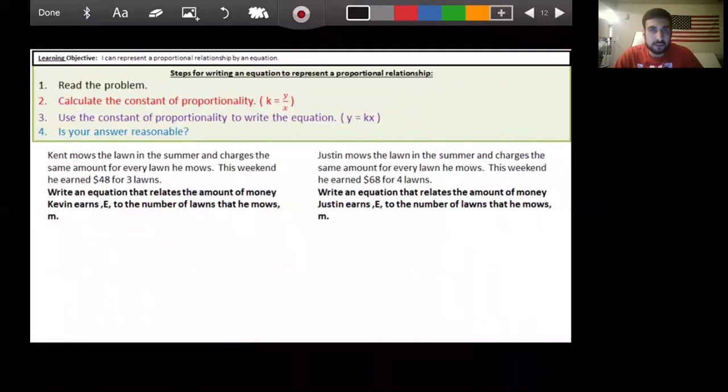All right, so our last variation for the day is a word problem. So Ken mows the lawn in the summer and charges the same amount for every lawn he mows. So if he's charging the same amount, that's telling me we have a constant of proportionality. This weekend, he earned $48 for 3 lawns.